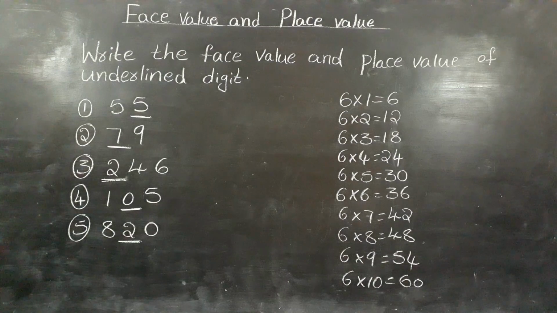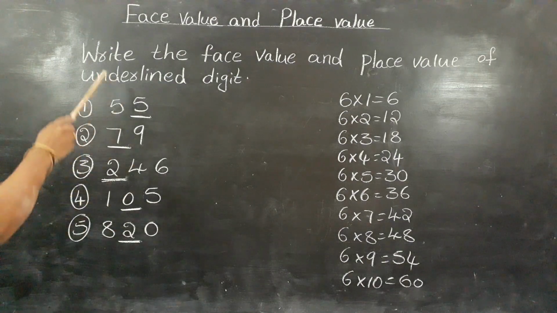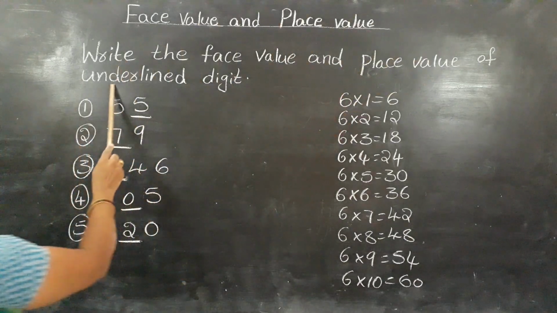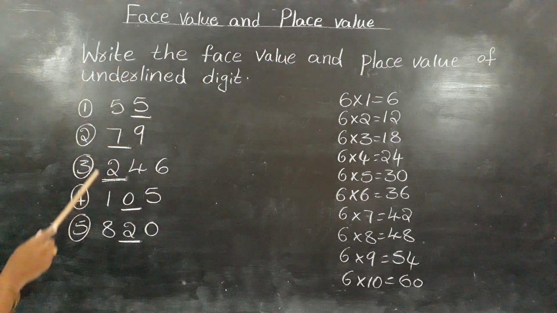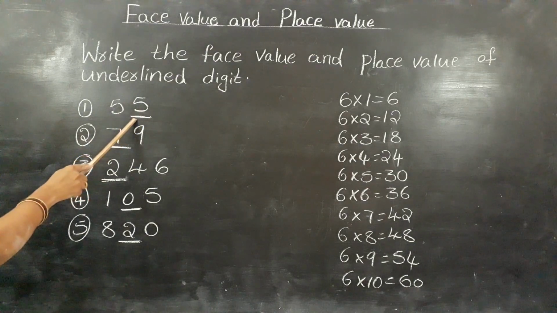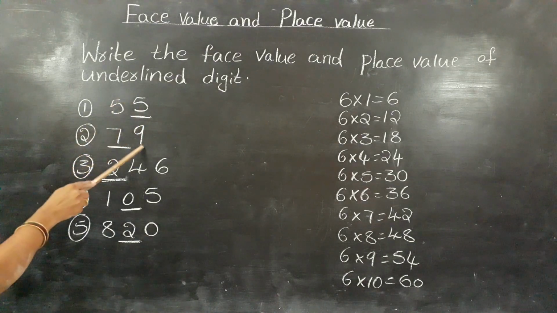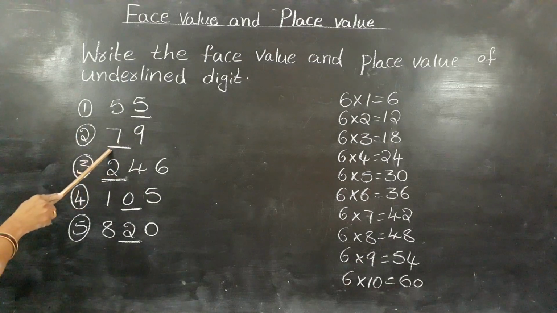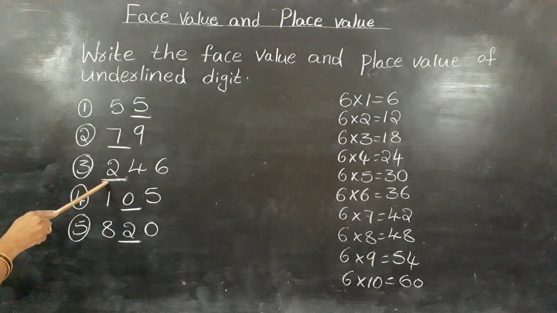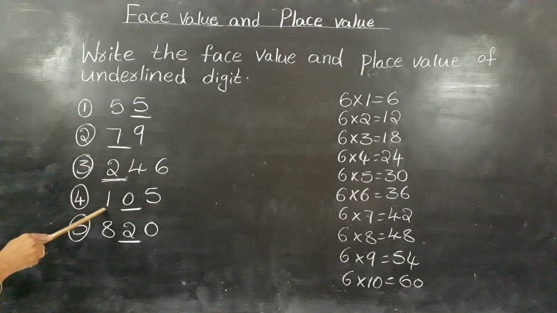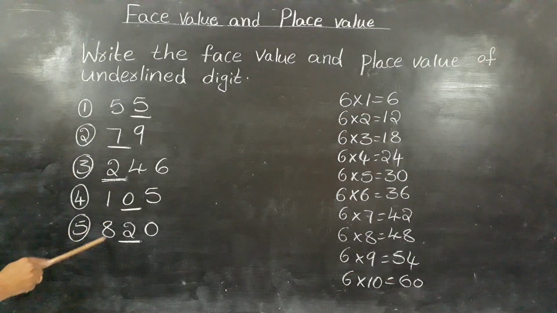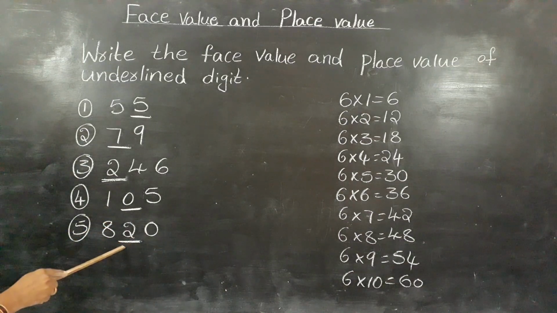Now, this is the home task for you, children. Write the face value and place value of the underlined digit. First one is 55. Here I underlined this 5. 79, I underlined 7. 2 underlined here. 105, 0 is underlined. 820, 2 is underlined.